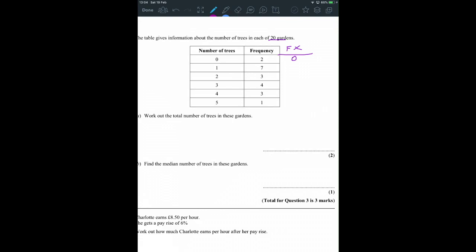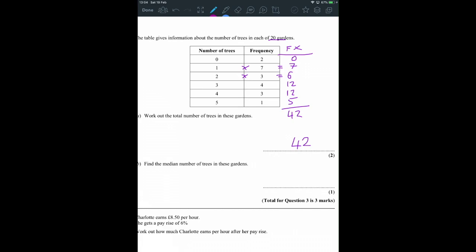Those two gardens each have no trees, so there's 0 trees in those gardens. Those gardens each have 1 tree each, one lot of 7. Those 3 gardens have 2 trees, so there's 6 trees in those gardens, etc. 12, 12 and 5, and I'm asking for the total of that column. So trusty calculator tells me that there are 42 trees in total. Now if it did want the mean, I would then have to divide that by the 20 gardens, but it didn't, it just wanted the total.